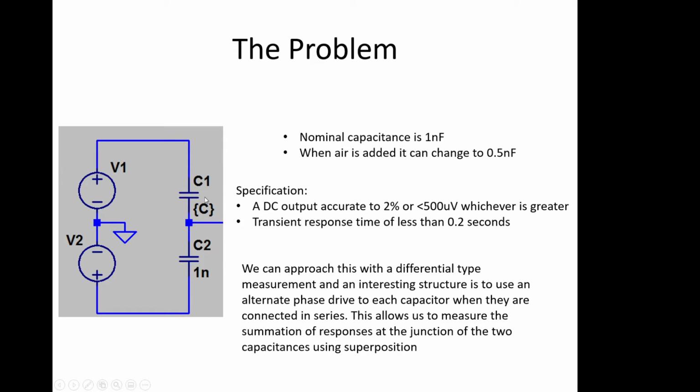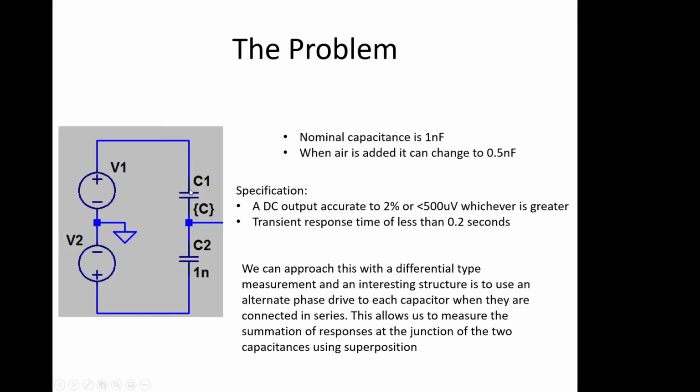We don't want a bubble whizzing through here and us not being able to respond quick enough to see it. So that's what's been given to us. And as I've said, we will look at this with a differential type measurement, and one potential solution would be to use a capacitance bridge.